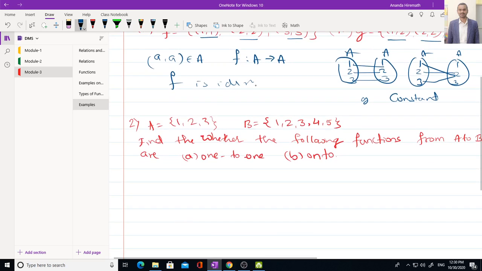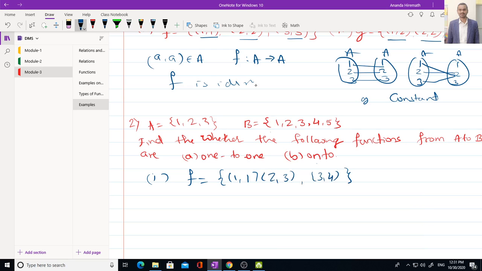Now let us see another example. There are two sets. A is equal to {1, 2, 3}. B is equal to {1, 2, 5}. Find whether the following functions from A to B are one-to-one, and whether they are onto. Now let me write one example. f is equal to (1,1), (2,3), (3,4).